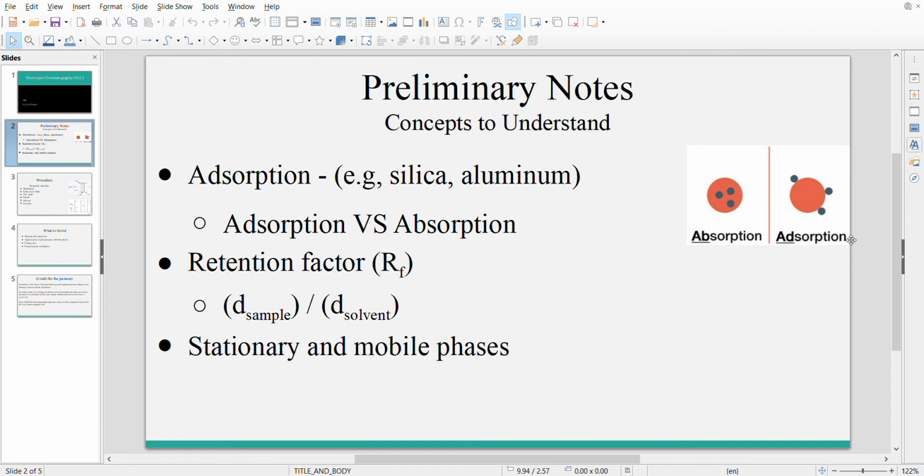A retention factor is equal to the distance that a sample travels divided by the distance the solvent travels, and this will make sense when I explain the procedure, so don't worry about it just yet. For now, all you need to know is that the retention factor is polarity dependent, and that the less polar a sample is, the greater its retention factor will be, because it will climb up the TLC plate faster and higher. Also, just as a side note, the retention factor will never be greater than 1, because the sample will never rise higher than the solvent.